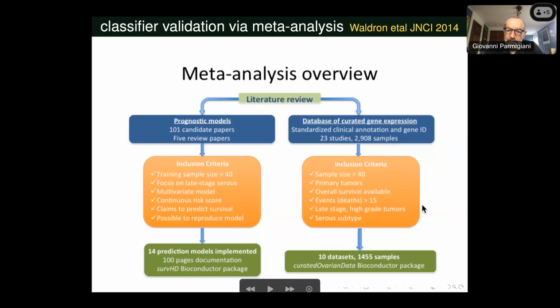And we identified also 10 independent data sets that contain the information that could be used to evaluate those models in terms of all the features, defining gene expression measurements defined in a similar enough way, as well as the phenotype of interest, and they were applicable to the type of cancer that we were interested in, which is essentially serous ovarian cancer.